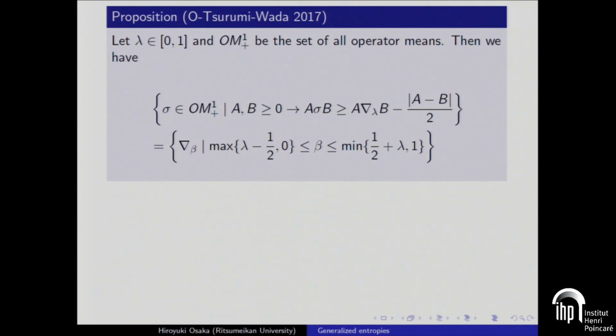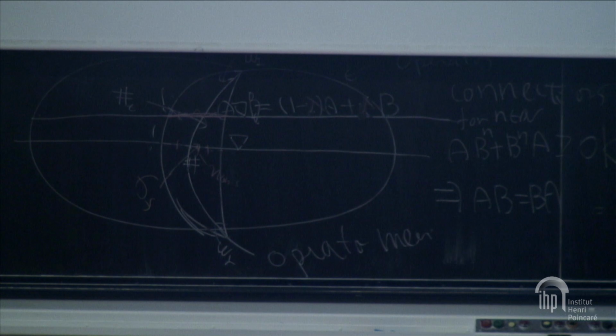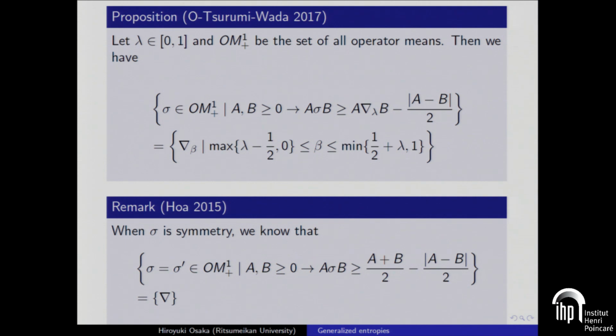So anyway, we now understand that in some sense we can give some answer to Furuichi's question. In particular, if sigma is a symmetry, symmetry means that A sigma B equals B sigma A. In this case, there is only one. Only one. So symmetry usually means this line. That's why only the arithmetic mean is the natural answer. So I believe that this is in some sense one application of operator mean to the quantum entropy.